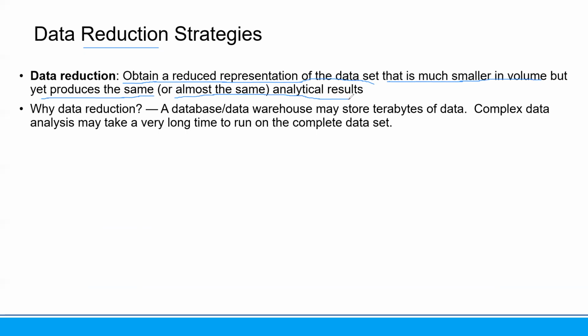Because we know that when you have a lot of data, or we can say big data, there will be many issues. For example, your computer. If your computer is not good, you cannot do the analysis. The second is the tool. If your tool is not a very high computing tool, it will not be able to get the result. So why data reduction? Because a database or data warehouse may store terabytes of data. Maybe it's not terabytes now, but zettabytes or petabytes. There's a lot of data. Complex data analysis may take a very long time to run on a complete data set. So if we want to run the analysis, we need to select the proper attributes or the proper features.